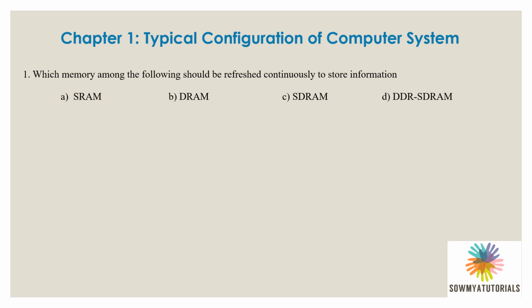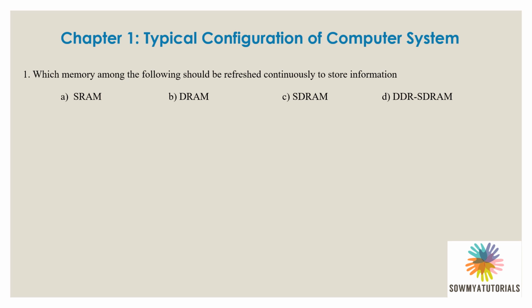Option B, DRAM. So what is a DRAM? Dynamic random access memory. This dynamic random access memory must be continuously refreshed to store the information. So the definition is that the DRAM should be refreshed continuously to store the information.